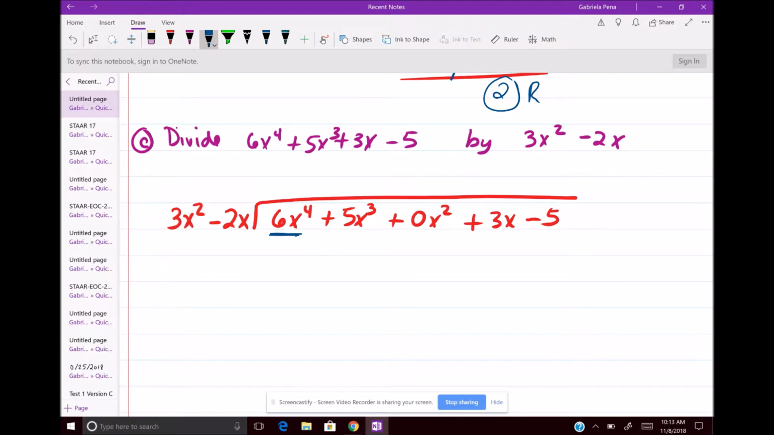So what am I looking for first? 6x to the 4th. So this times what is going to give me a 6x to the 4th? And where do I put the 2x? 2x what? 2x squared. Where am I going to put it? On top of the 0. 2x squared. So what is 2x squared times 3x squared? 6x to the 4th. What is 2x times a negative 2x?